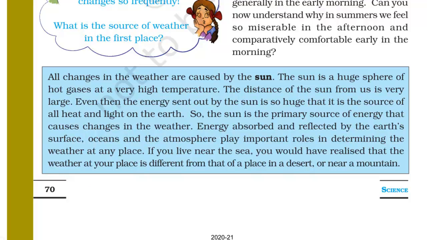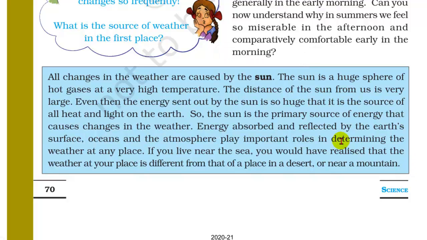There is a question: how does the weather change, or how is the weather different from place to place? All this is due to the sun. All changes in the weather are caused by the sun. As we know, the sun is a huge sphere of gases at very high temperature. The sun is very far from the earth. The main source of heat and light of the earth is the sun. So the sun is the primary source of energy that causes changes in the weather.